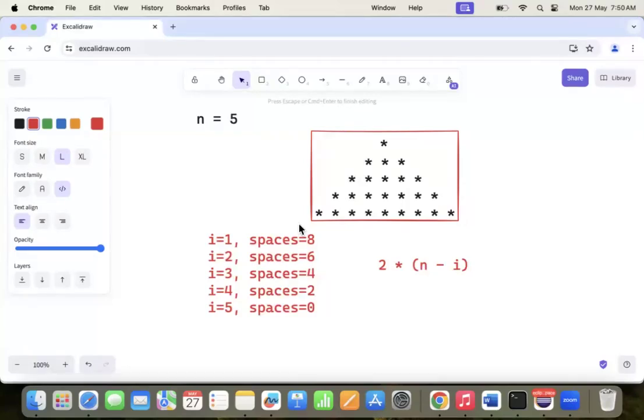Folks, so if you take i value as 1, n value as 5, 5 minus 1, that is 4, then 4 minus 1 is 3, 3 into 2, 6. Yeah, very good.